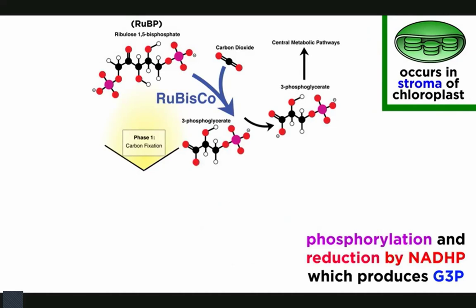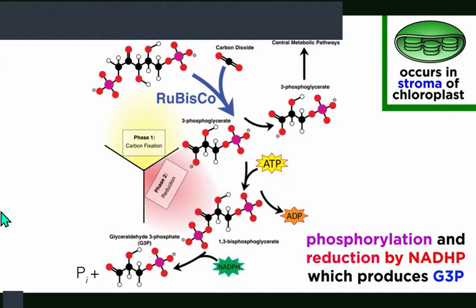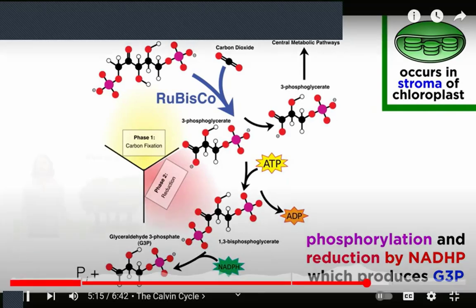Phase 2 is reduction. Each of these molecules receives a phosphate from ATP and is then reduced by NADPH, after which it loses a phosphate to become glyceraldehyde 3-phosphate.